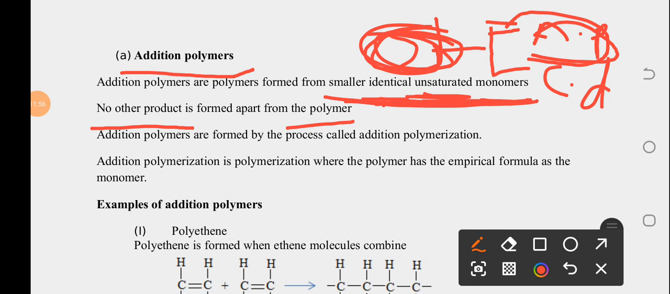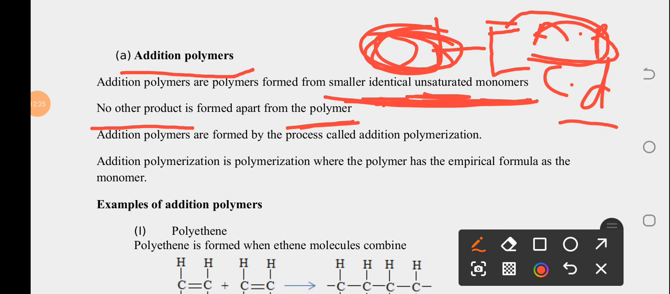No other product is formed apart from the polymer. So addition polymer or addition polymerization results in the formation of what? A polymer only. No other product is formed. But when we talk of the other one, which is right over here, which is condensation polymer, we will see that there is also another product which is formed apart from the polymer.